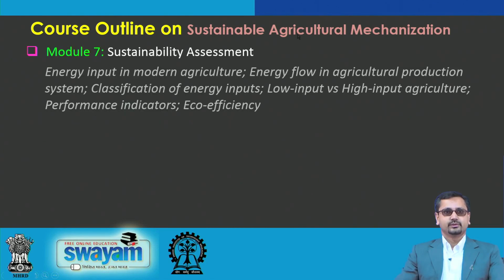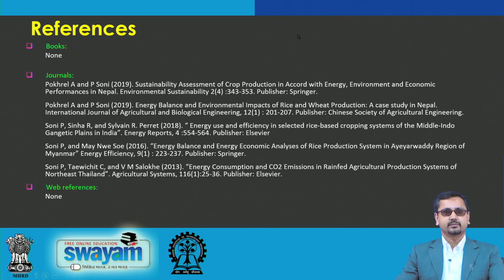In the 7th module, we are going to talk about the sustainability assessment. This module will comprise energy input in modern agriculture, energy flow in agricultural production systems, classification of energy inputs, low input versus high input agriculture, and finally, we will be talking about the key indicators of the performance evaluation, including the concept of eco-efficiency calculation. Here are some of the references that I would recommend the viewers to read through.